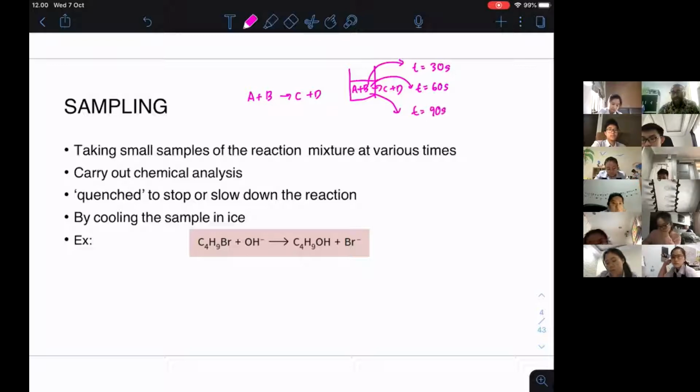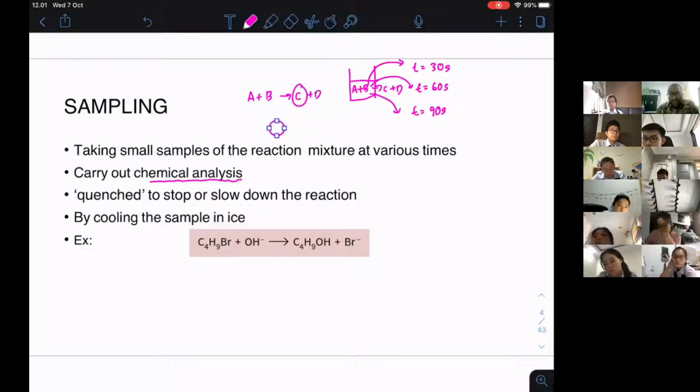It means I use a small sample of the mixture at various times, and I do chemical analysis. Why chemical analysis? Of course, I want to find out whether it is C or D. Because when I want to find the rate of reaction, I need to determine whether it is the decrease in A or decrease in B, or the increase in C, or the increase in D.